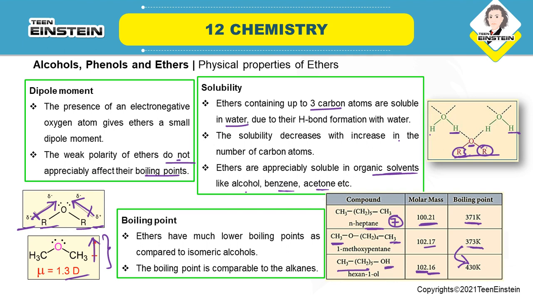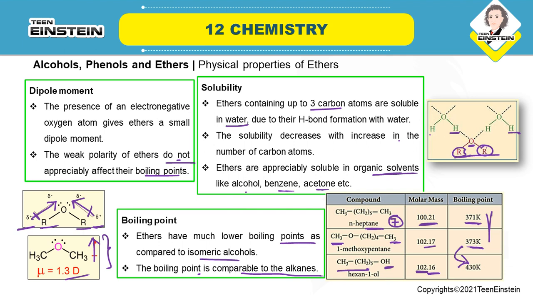Now it is 430. Fine. So we can say that when you have alkane, ether and alcohol, these three types of molecules having more or less the same molar mass, that is, molar mass values very close to each other, under this condition the boiling point of ether is comparable to the alkane. So these two have almost the same boiling point, but it is not comparable to alcohol. So ethers have much lower boiling point as compared to isomeric alcohol.